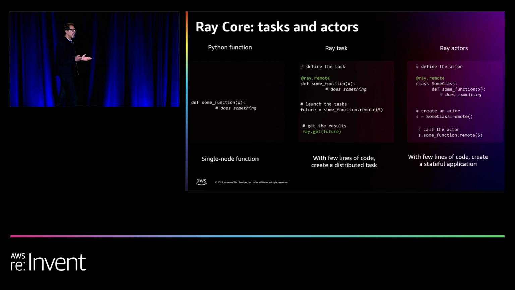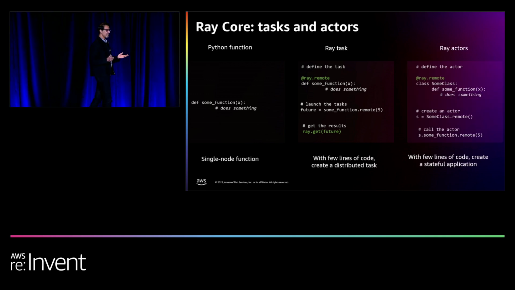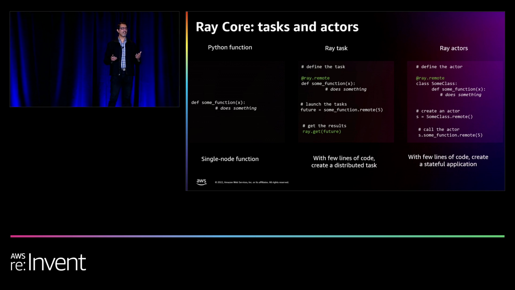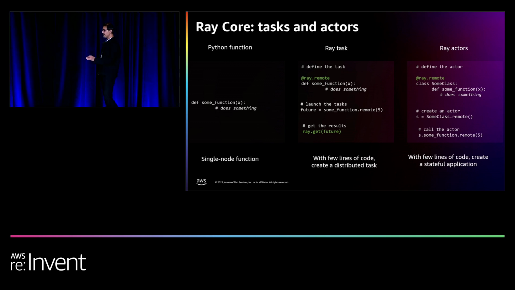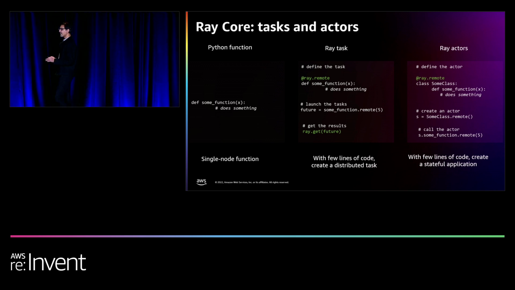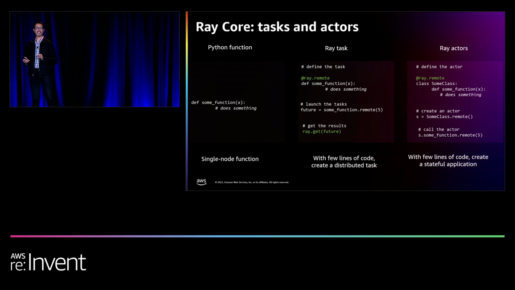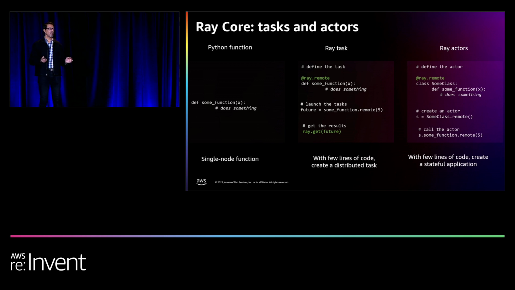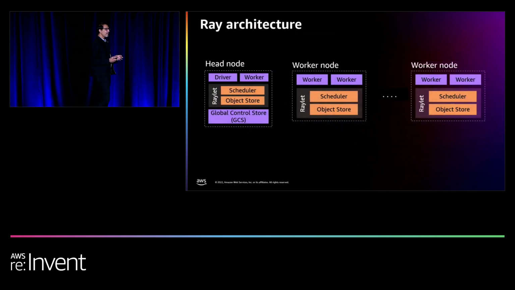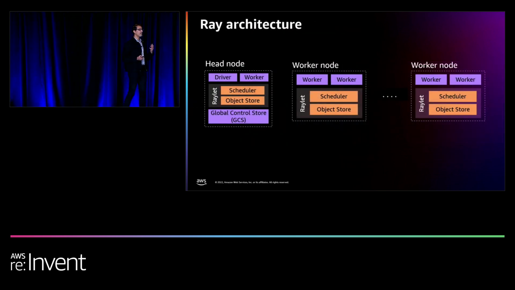Ray actors are nothing but stateful workers. When you instantiate a Ray actor, it spins up a worker node, and all the methods and functions on that actor essentially now will execute on that worker node. So with a few lines of code, you've taken an application and made it a distributed application that works along with Ray. Let's go a little bit deeper into how Ray works under the hood.